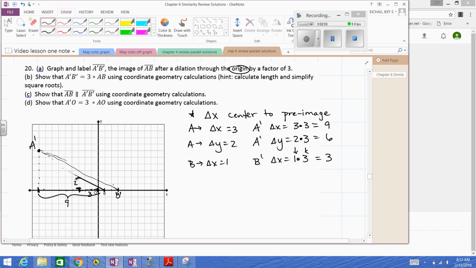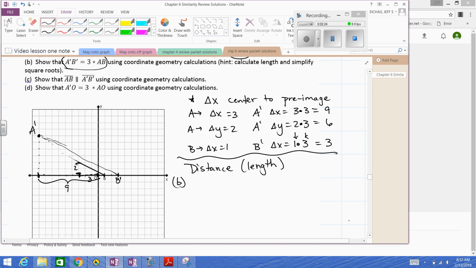Now show that A prime B prime is 3 times the distance of AB. We have to calculate the length for these, so that's going to be either the distance formula or the Pythagorean theorem. I'll start with AB. What we have for AB is 2 and 3 as our dimensions, so 2 squared plus 3 squared, right?